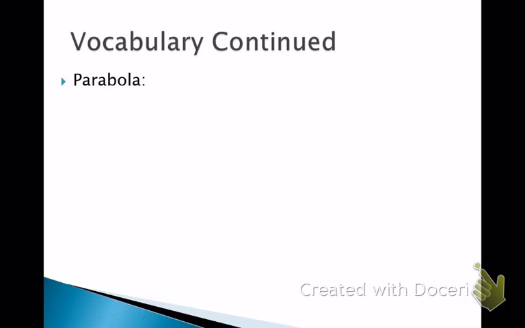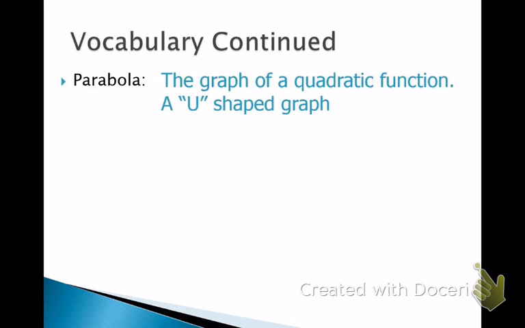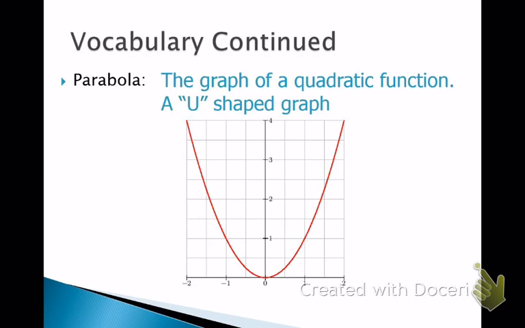Okay, so more vocabulary. A parabola. A parabola is the shape that you get when you graph a quadratic function. It's a U shape. It's a U. Absolute value functions make V's, nice hard-cornered V's, where linear functions make lines. Quadratic functions make parabolas. They're U's. So like this. And this is the graph of your parent function, y equals x squared.